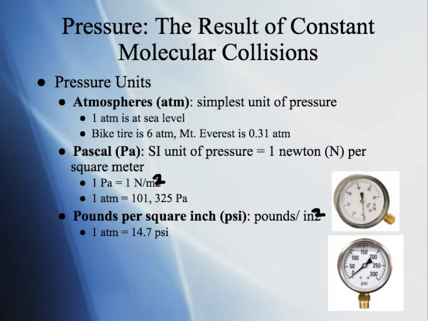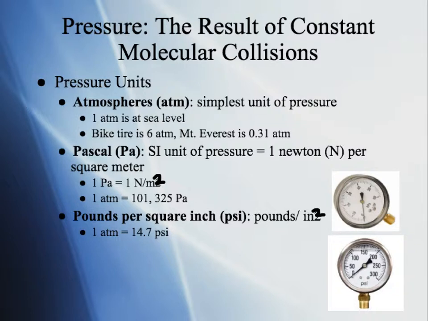Now, just to give you some comparison, a bike tire pressure is 6 atmospheres, and versus Mount Everest, the tallest peak in the world, is only 0.31 atmospheres. So it's a little comparison for you.